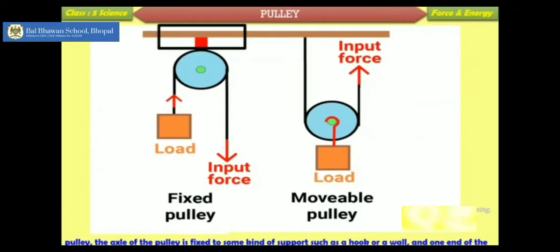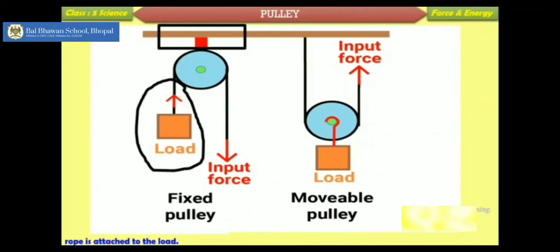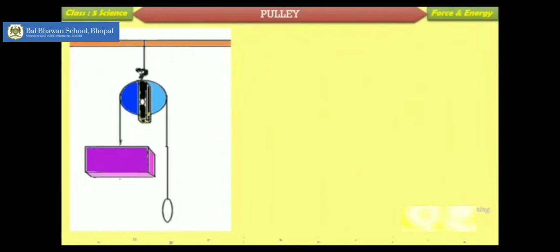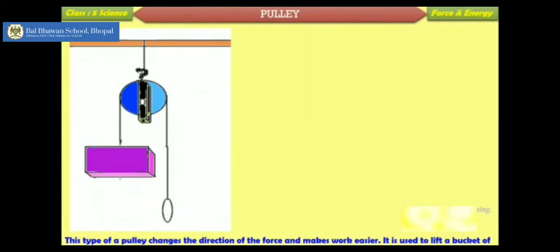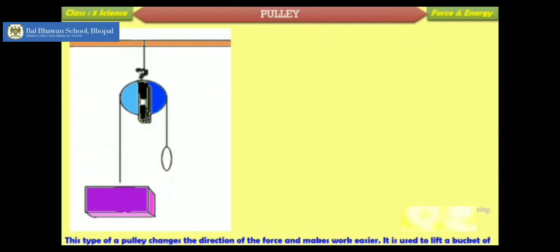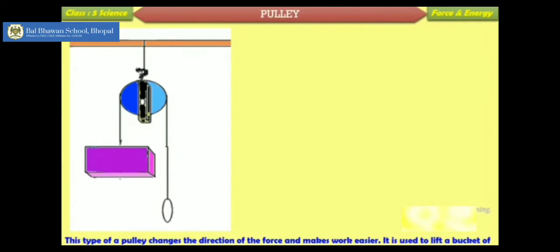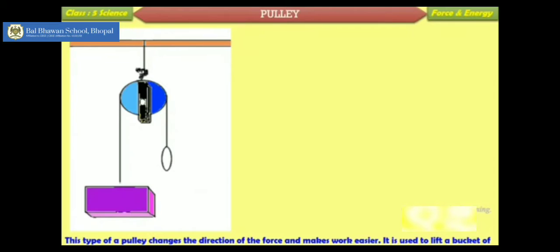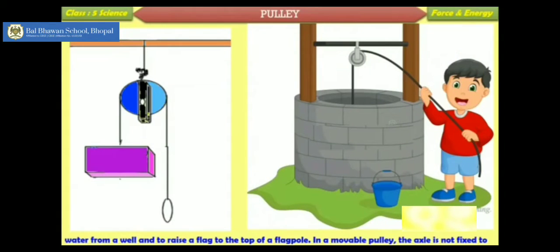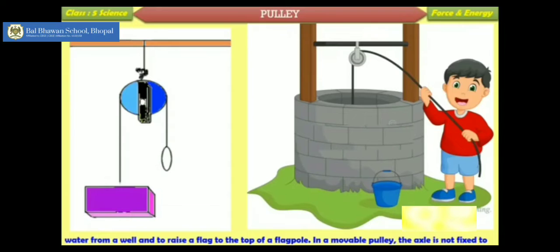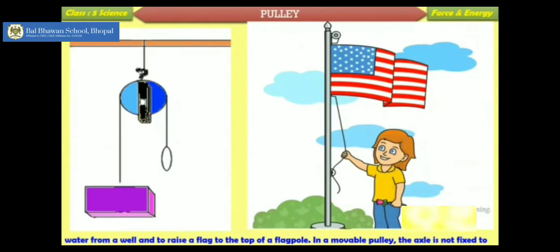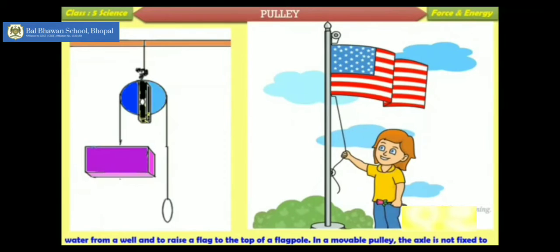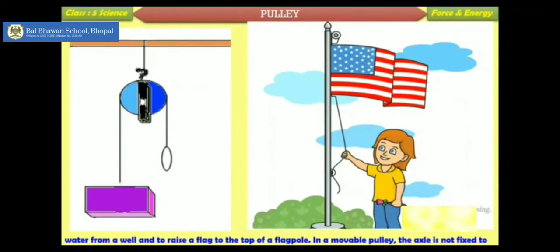In the fixed pulley, the axle of the pulley is fixed to some kind of a support such as a hook or a wall. You can see here. And one end of the rope is attached to the load. This type of pulley changes the direction of the force and makes the work easier. It is used to lift a bucket of water from the well and also to raise a flag to the top of the flagpole. Here we use a fixed pulley.